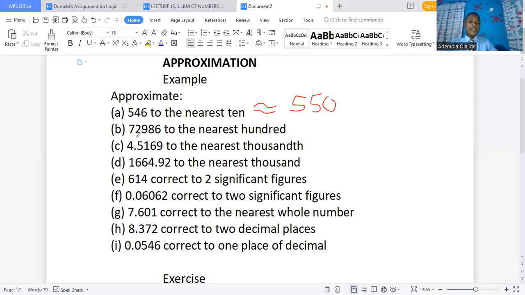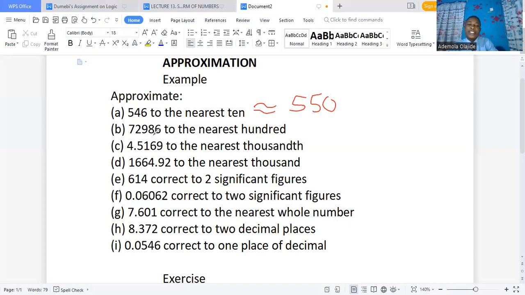For the B part, we have 72,986 to the nearest 100. Which digit occupies the 100 position here, whose place value is 100? So we can see it's this 9. This is where we have 900, this 9. So since it is this 9, that means you have to write 9, 2, then with this digit, if it is still 9, then the remaining 2 digits will be 0. But before you do that, you have to check the next digit. If it is not up to 5, you round it down. Round it down means turn it to 0. That means you don't add anything to this 9. It will still be 729.